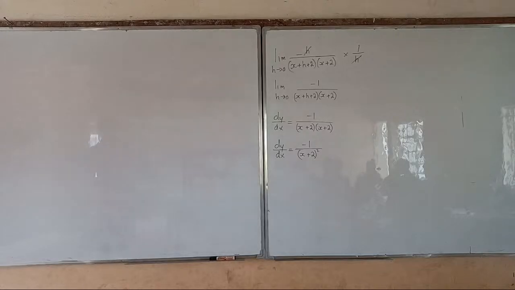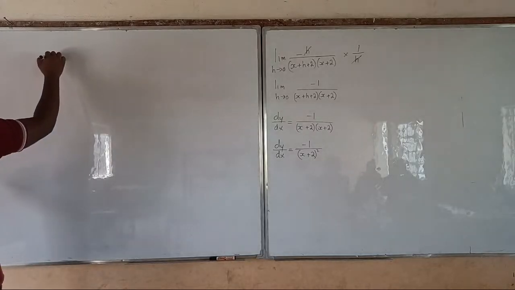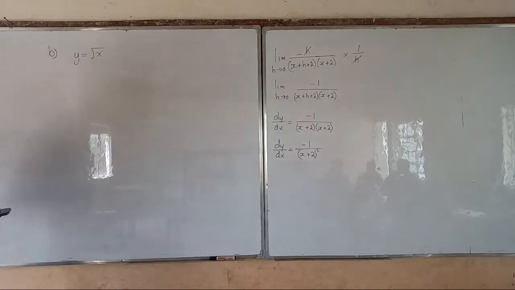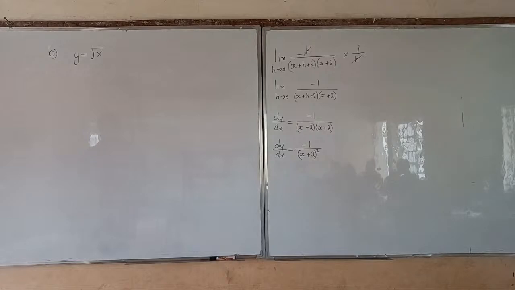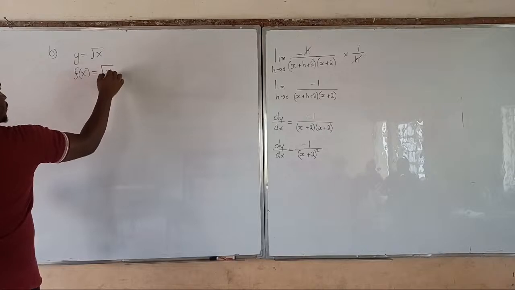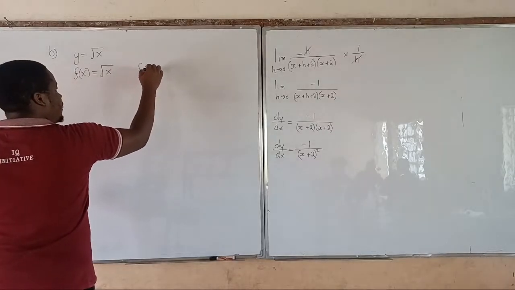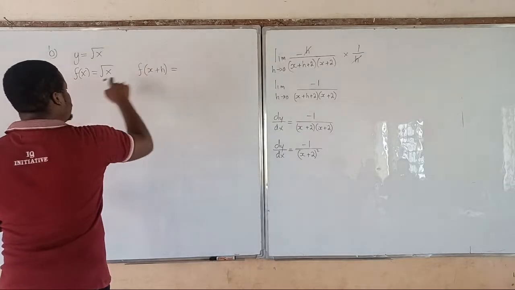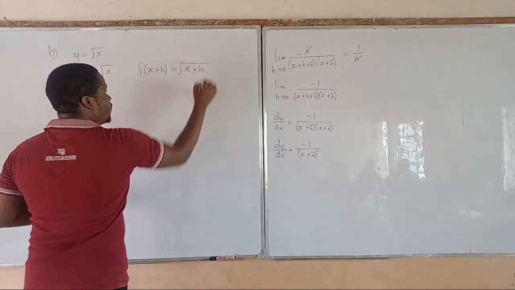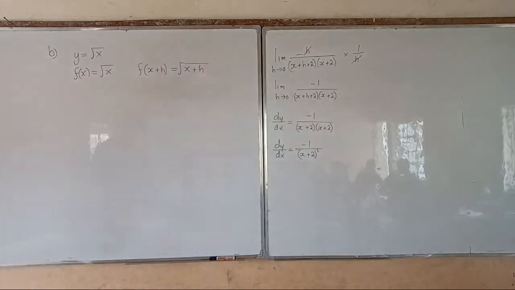Okay, so the next question is, what's part B? y is equal to the square root of x. Now remember, we're using first principle. So since we're using first principle, what we need is f of x, which is just the same as y. So f of x is equal to root x. Then f of x plus h is equal to, where there's x, we replace with x plus h. So we have something like this. Question 1 part B, on differential calculus, not limits.